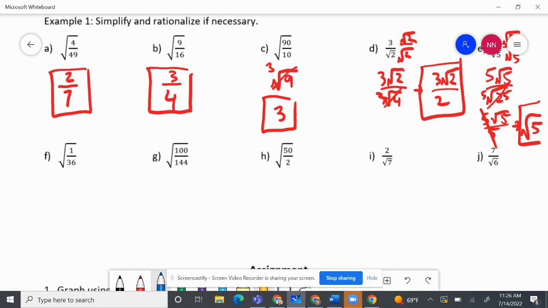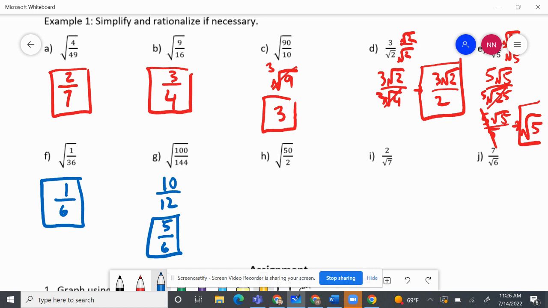If we're looking at letter F, the square root of 1 is 1. The square root of 36 is 6. For G, the square root of 100 is 10. The square root of 144 is 12. And of course, 10 twelfths can reduce to 5/6.